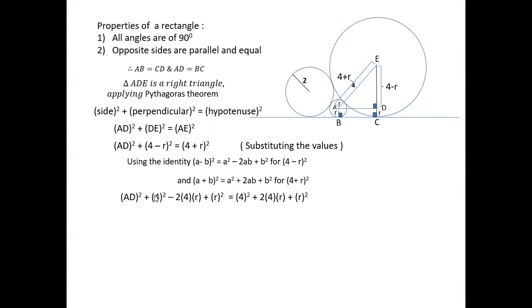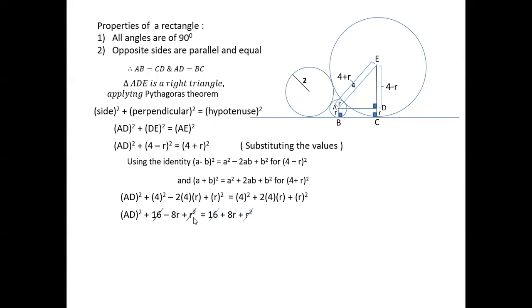So what happens? For AD square, 4 square is 16, 2 fours are 8R, so 16 minus 8R plus R square here, and 16 plus 8R plus R square. So 16 and 16 on both sides are the same, so it cancels. R square cancels. So what is left out?